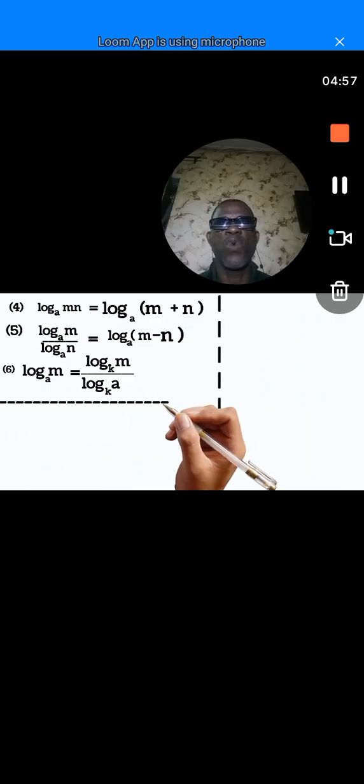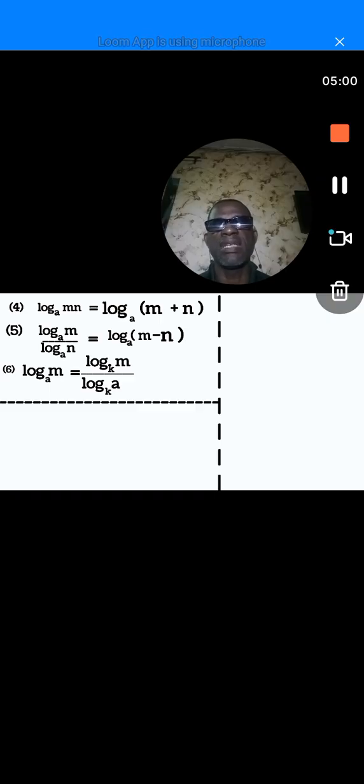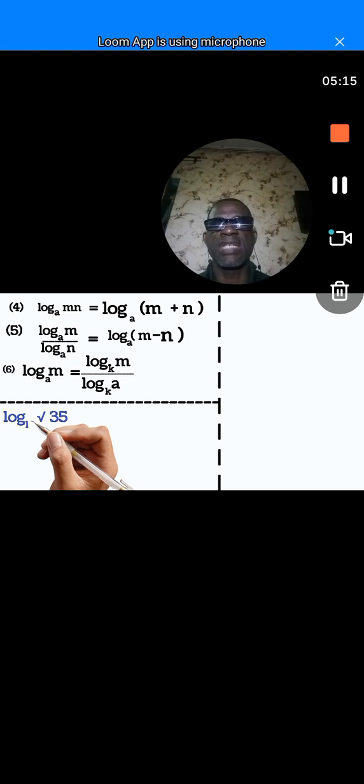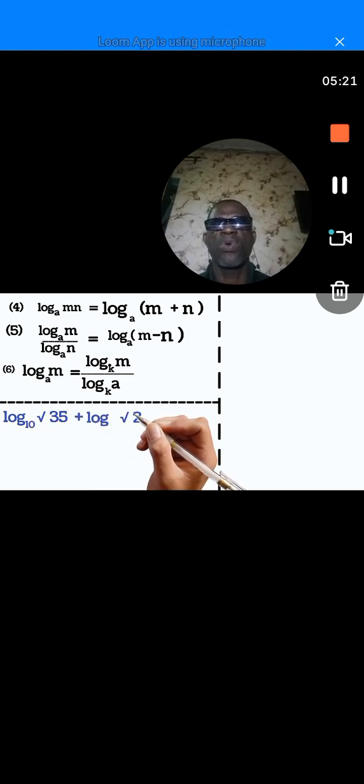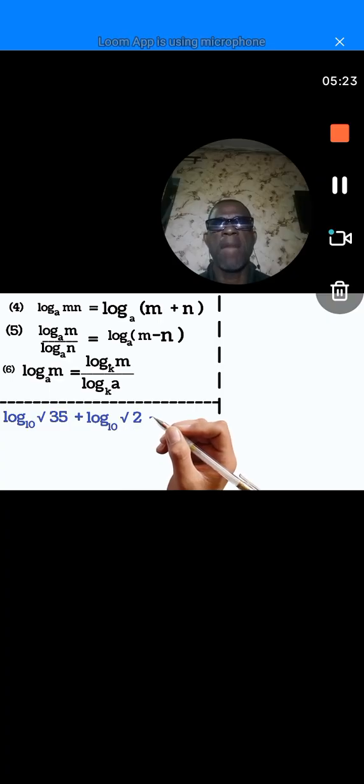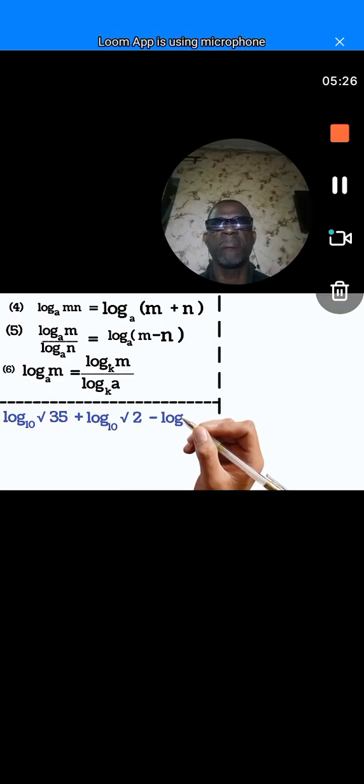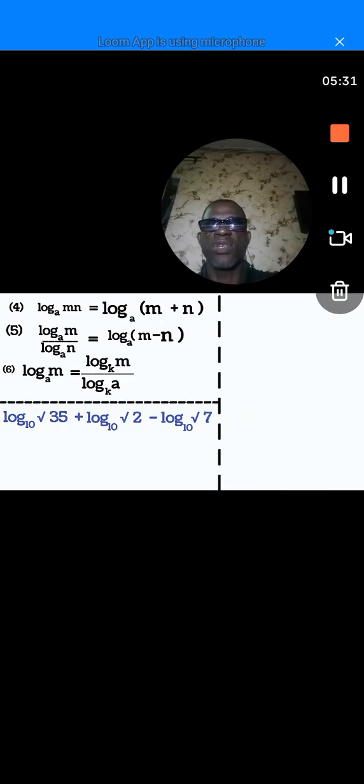Now, the question again. The question reads log root 35 base 10 plus log root 2 base 10 minus log root 7 base 10. That is the question. And how are we going to go about it?